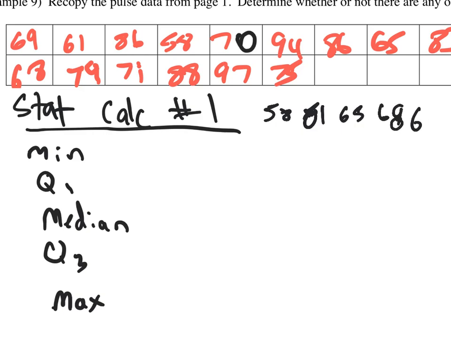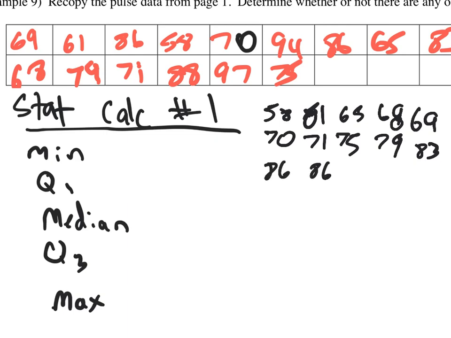Okay, 68, then a 69, then a 70, 71. I see a 75. Do you see the 75? I don't think there's any more in the 70s. 79. Oh, where's that at? Oh, there it is. 79. Any more in the 70s? Then I'm in the 80s now. 83 is the smallest. 83. Continue. 86. Another 86. 88. 94.